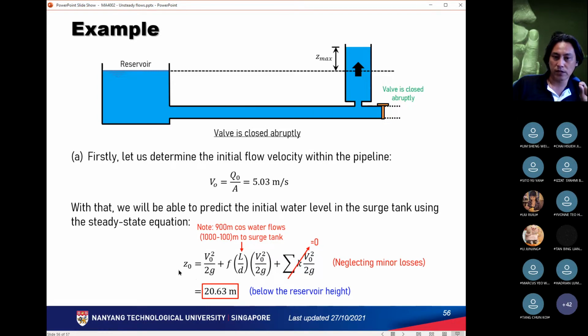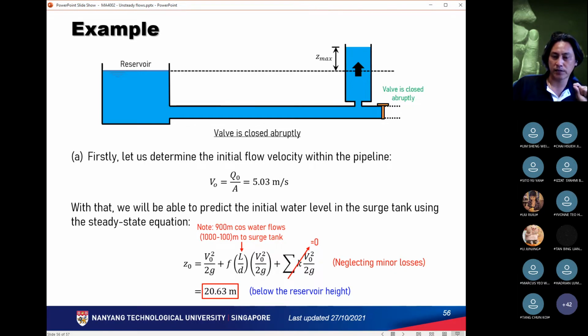Z naught at the end of the day is simply cap K times V naught squared divided by 2g, and cap K is nothing but the summation of the coefficients of these terms. In this case, we are provided with all the information necessary to find the product of f into L over D, and minor losses will be neglected. So just make use of the V naught that you calculated, use the information provided by the question, and solve based on the steady state energy equation. In this case, Z naught is 20.6 meters below the reservoir height. So that goes for part A.